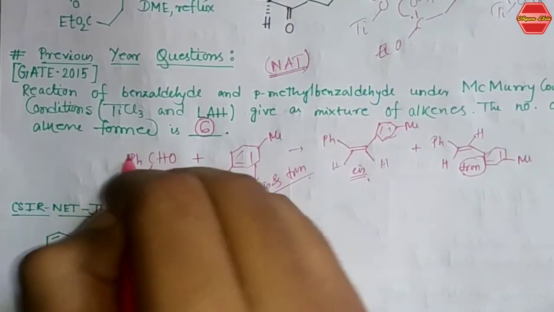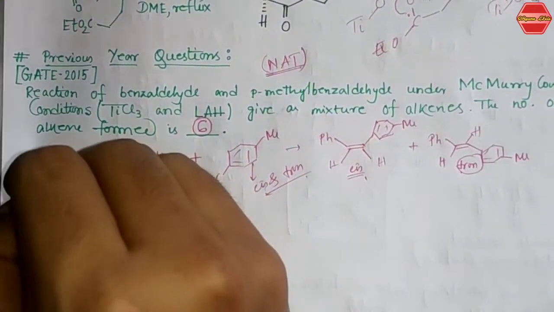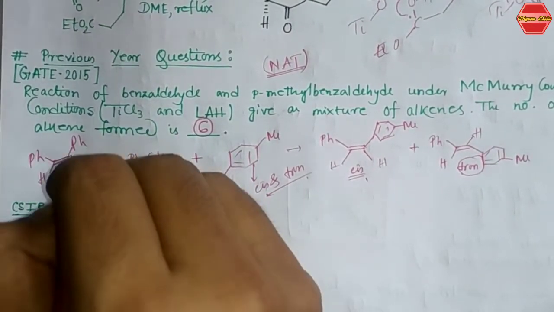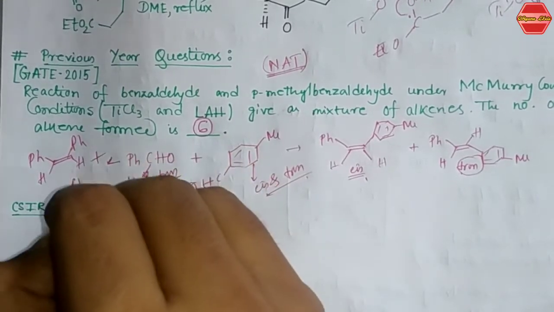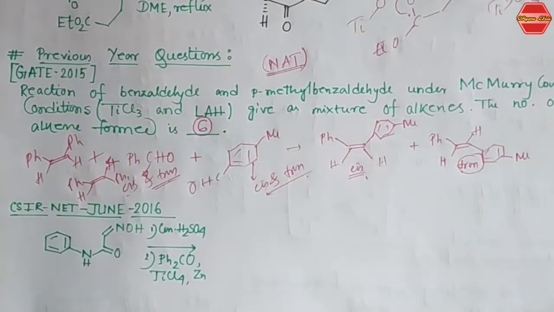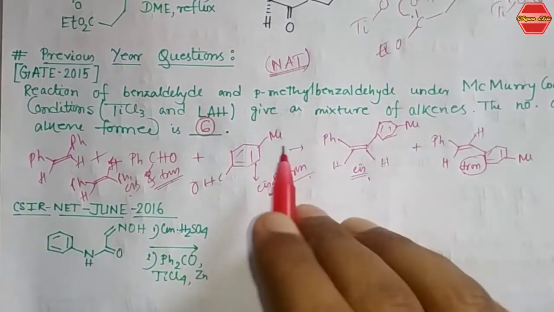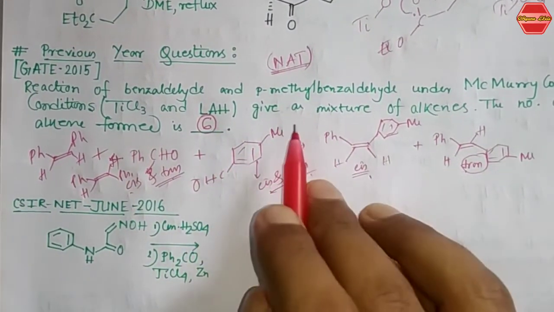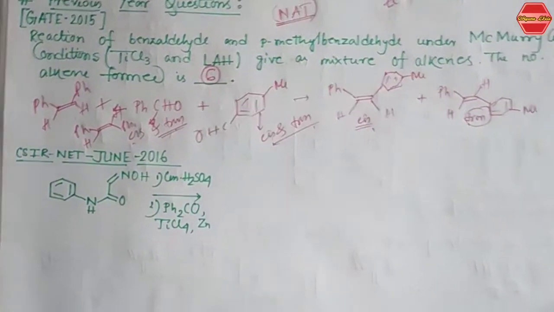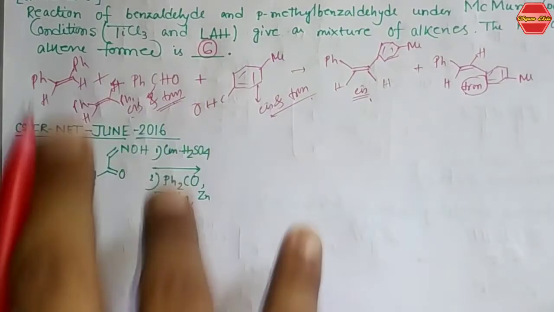You can form from PhCHO this product, that is Ph, your cis one, and you are also getting Ph, hydrogen, that is your trans one. Similarly, you are getting the same kind of cis trans products from the self coupling reaction of paramethyl benzaldehyde, right? So 6 is your correct answer.